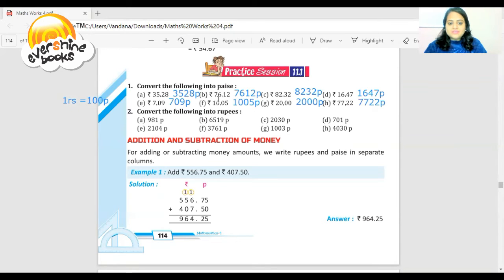So write your answers: 7,612 paise, 8,202 paise, 1,647 paise, and P for paise. Now 709 paise, 1,005 paise, 2,000 paise and 7,722 paise. It's your answer after conversion. Okay, now come to this: convert the following into rupees.